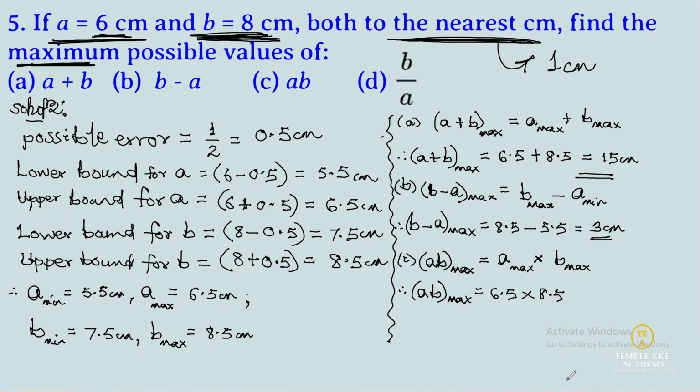And this gives us 55.25. And of course, we're multiplying A by B, so the units have to be the square units. So we're talking about centimeters squared. Very simple. Very, very simple.